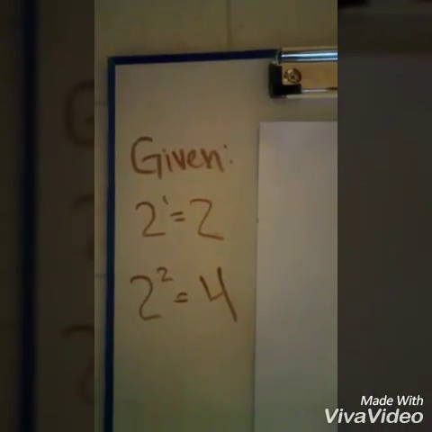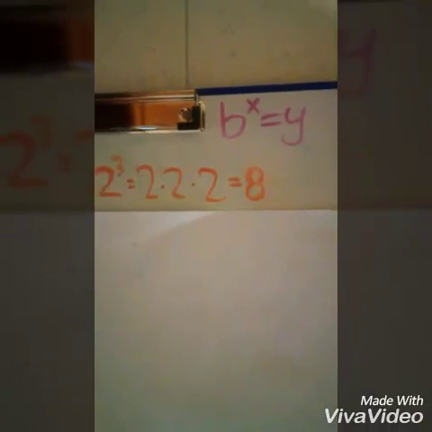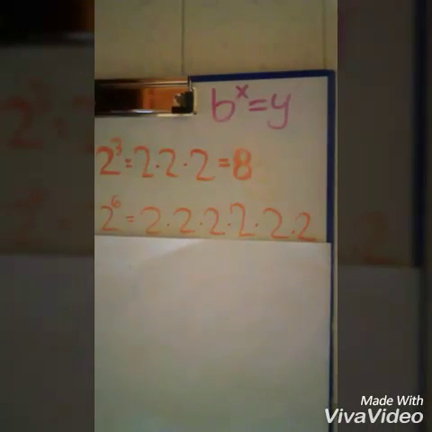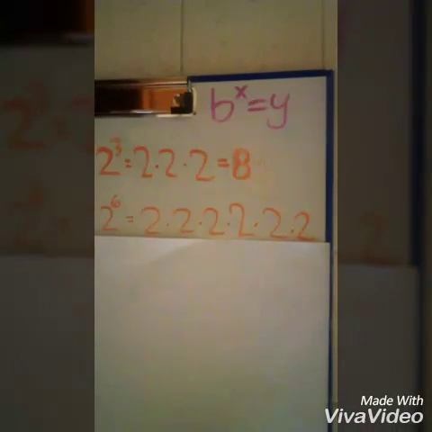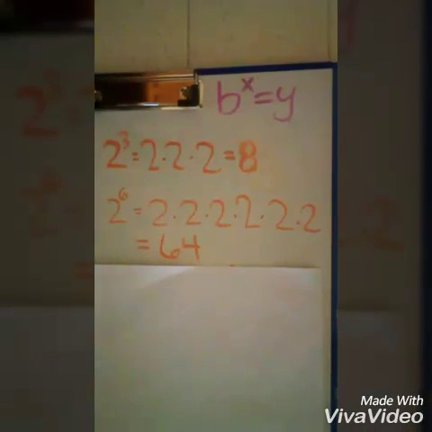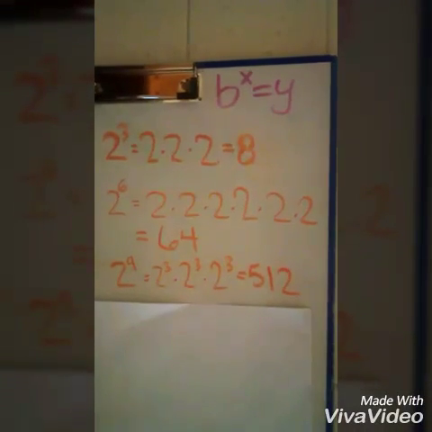We can start by trying the number 3. 2 cubed is only 8, so we try a bigger number like 6. We get 64, which is a big number, but not close to 1,000. So now we choose an even greater number like 9 and see that we approach 1,000.